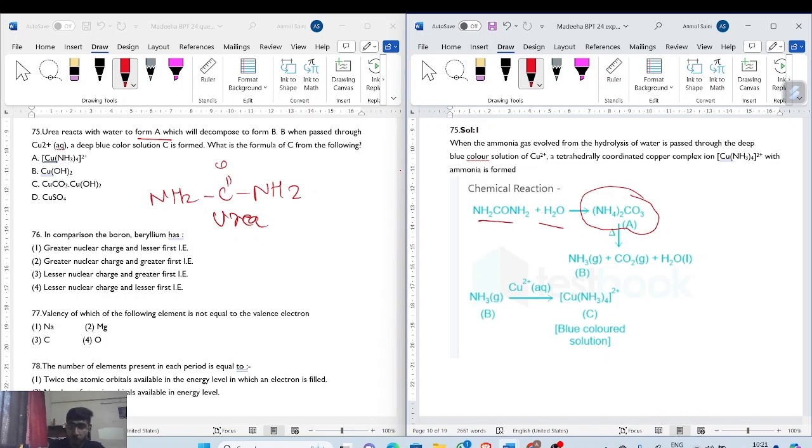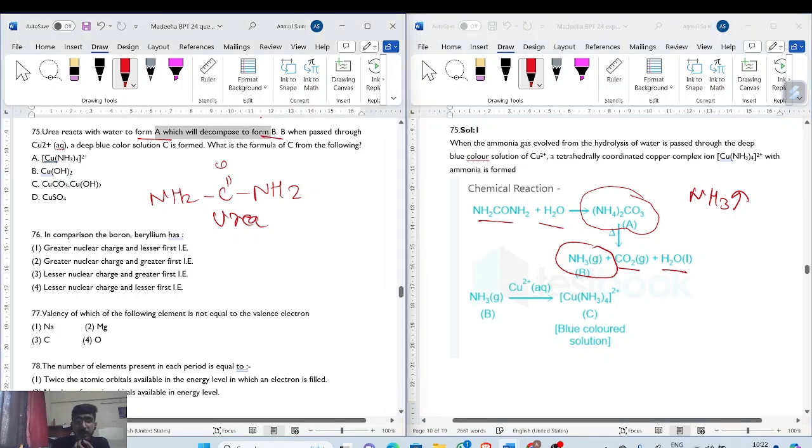Which will decompose to B. When we heat this, it will decompose to B. It will decompose to B means it will give NH3 gas, and we have byproducts as well in the form of CO2 and H2O. Now B, when passed through the Cu2+ aqueous solution, a deep blue colored solution C is formed.